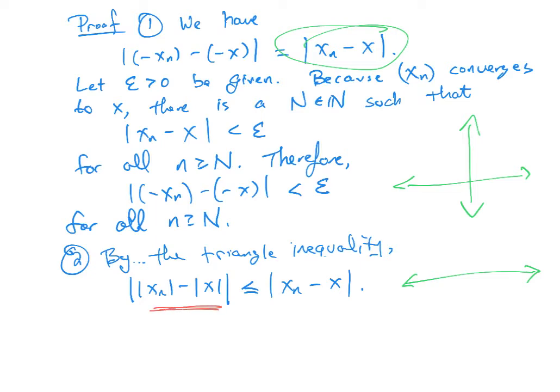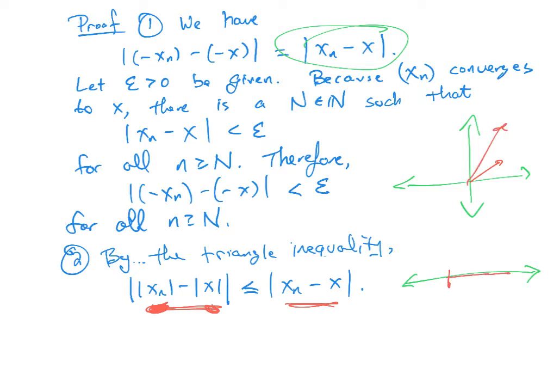Here, the magnitude of xn minus the magnitude of x is how much longer xn is than x. An upper bound on how much larger xn is than x is how large their difference is. This is an equality if they're pointing in the same direction. I'm using the plane explanation, but in the real line it's even simpler.